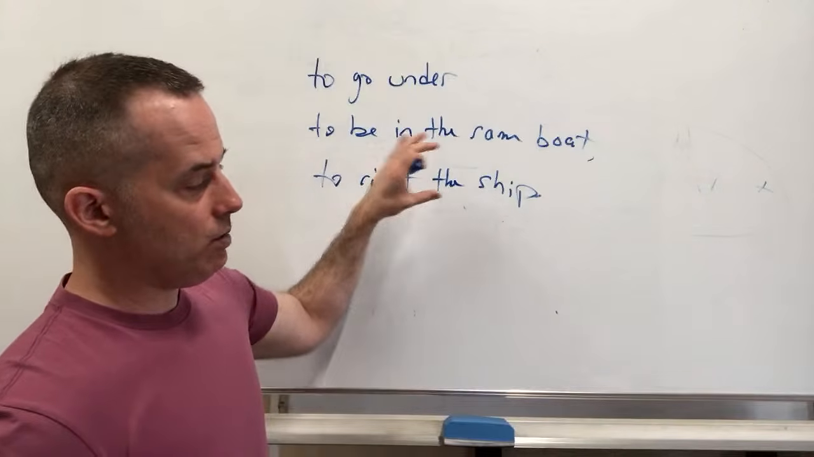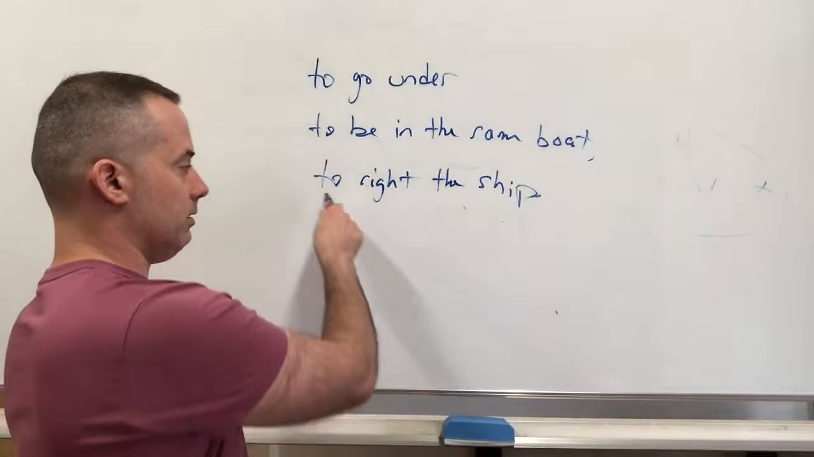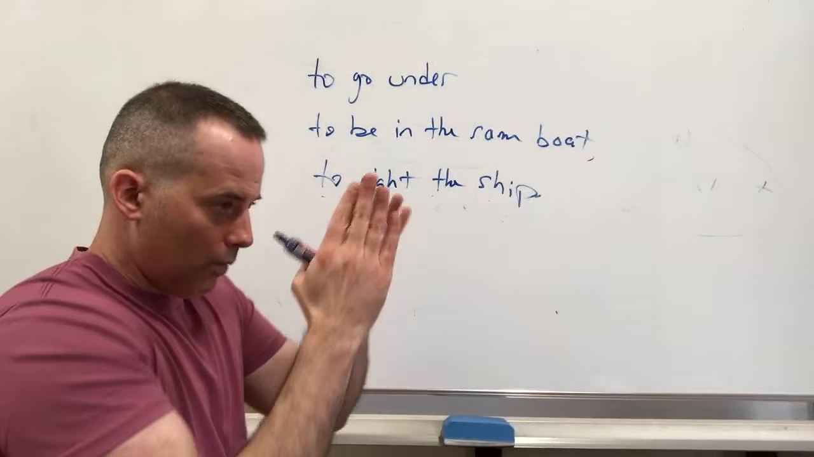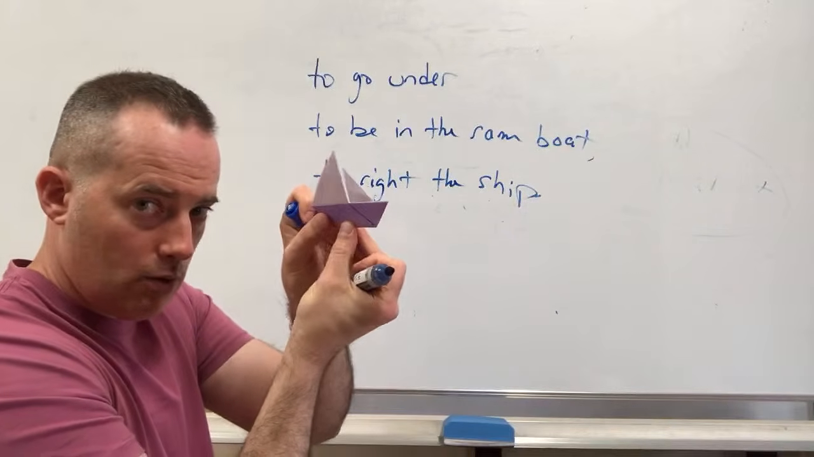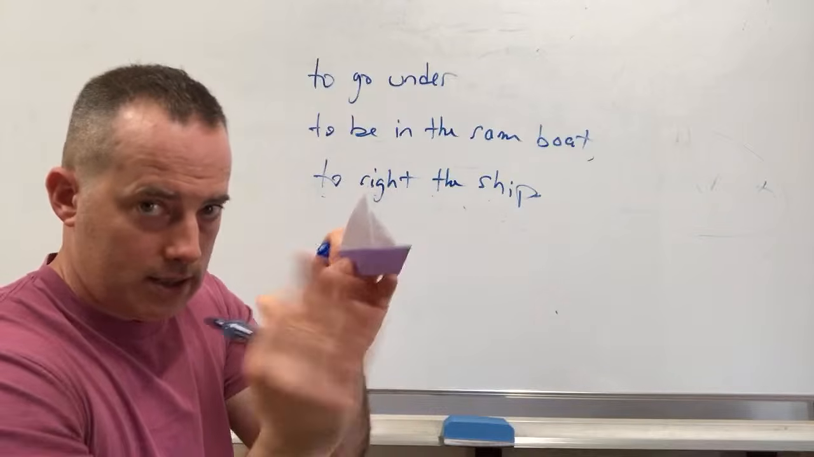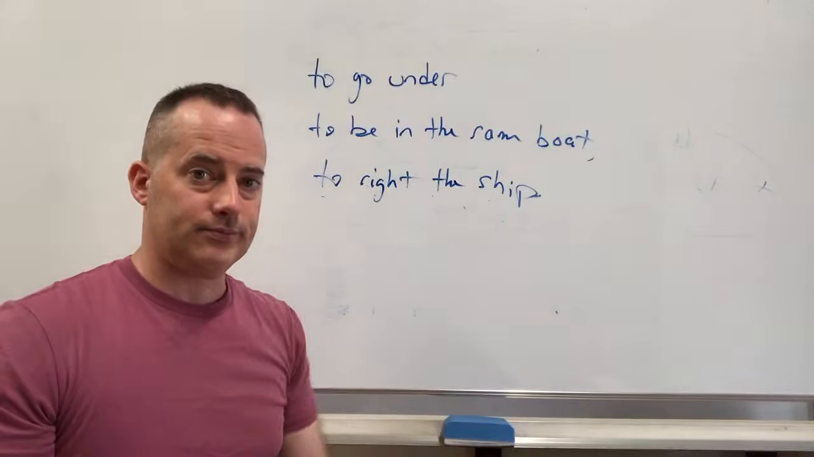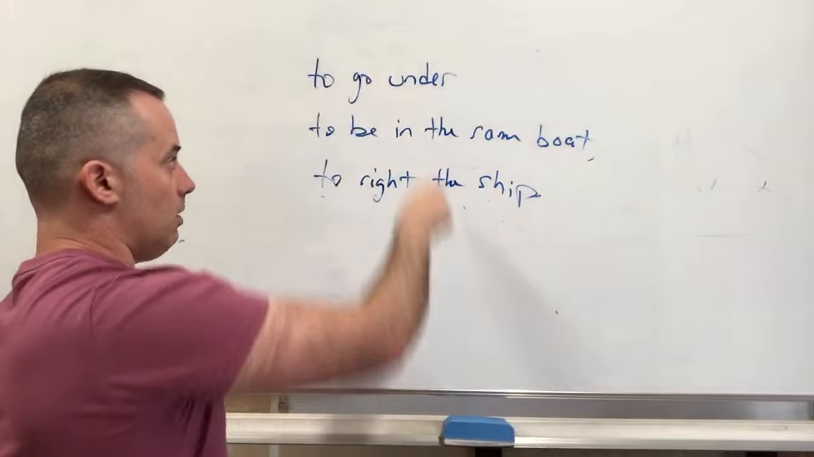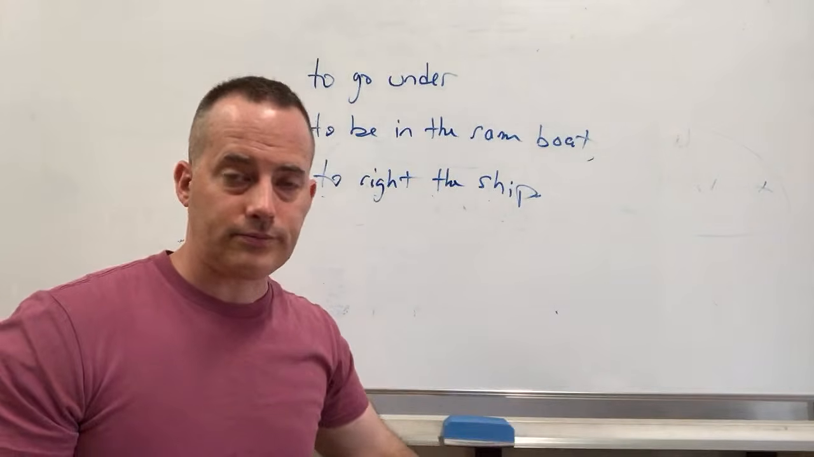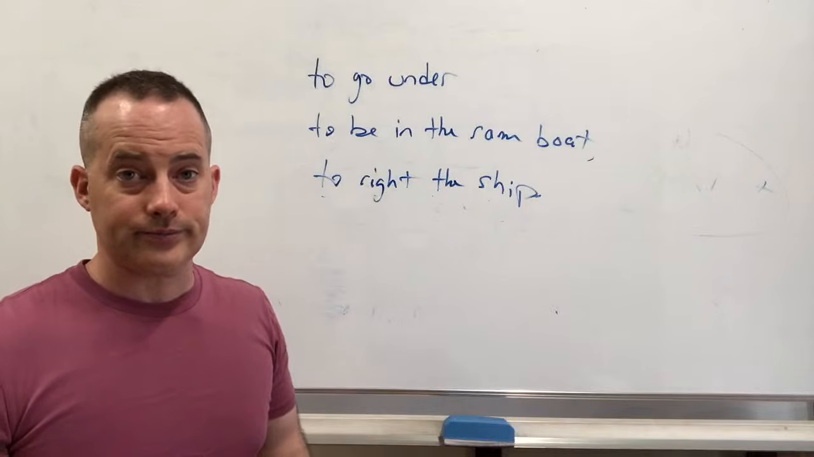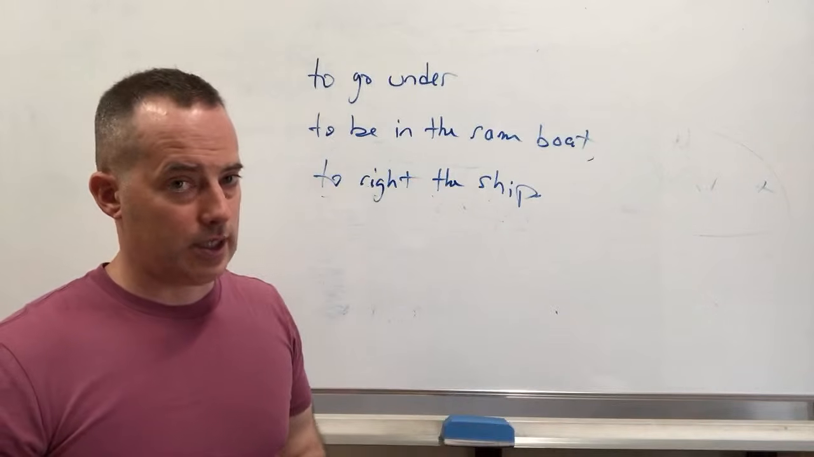The point is that if you know the vocabulary very well, it's like, look, to right the ship. You understand what that means. We're trying to take a ship that's tipping over to one side and we got to right the ship. Get it going straight, get it moving ahead. Okay? And then to go under, oh no, look at that. The boat is going down, down, down. Oh no. It went under. The company went under, unfortunately.